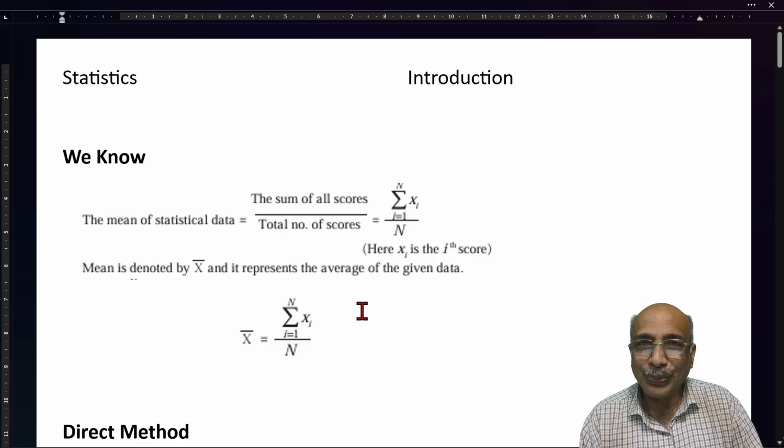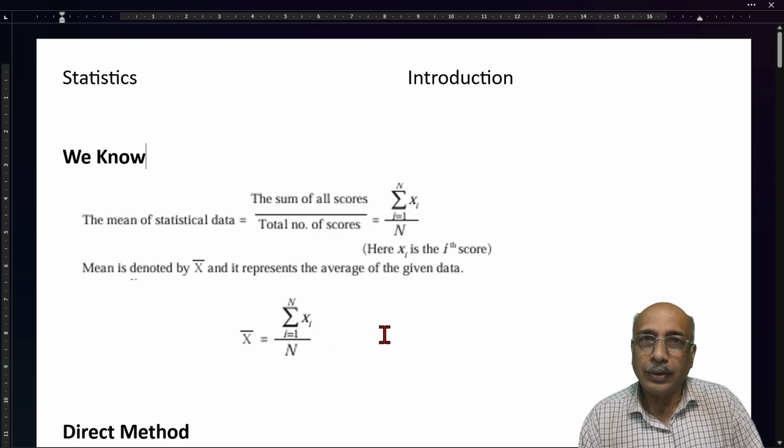Hello children, we have already studied that the mean of statistical data, that is the sum of all the scores divided by the total number of scores, is nothing but summation of xi upon n, where xi is the ith score. Mean is denoted by x bar and it represents the average of the given data. So x bar equals summation of xi upon n.